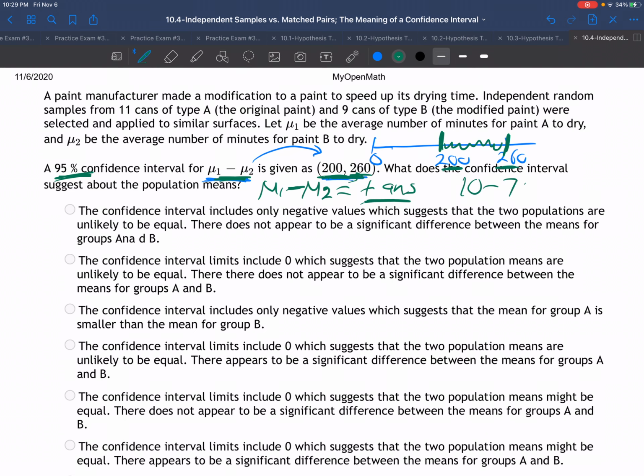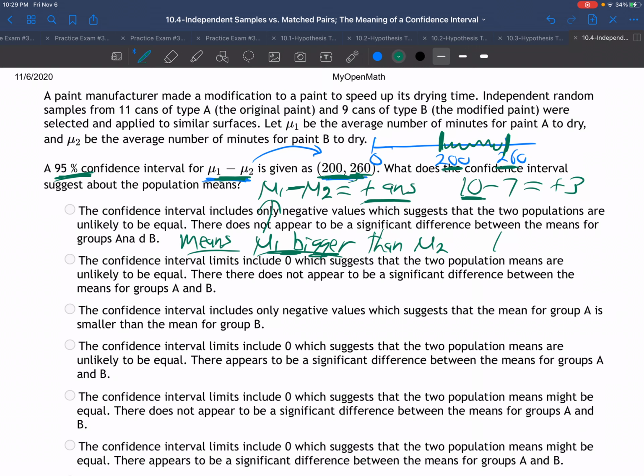Like 10 minus 7 is positive 3. The first number has to be bigger, right? It means mu1 must be bigger than mu2, right? The first number must be bigger. Right? That's what it means. That's the only way you can subtract two things and get a positive answer.